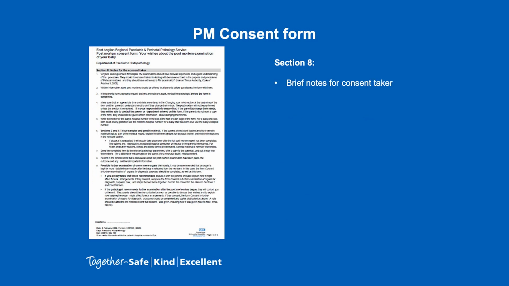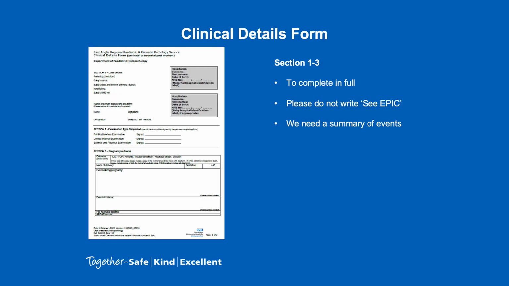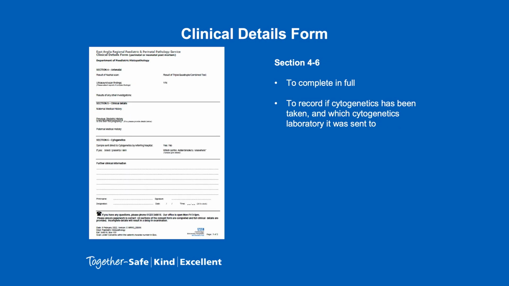There are some brief notes on the last page of the consent form for each section and what is required. We also request the clinical details form to be completed in full and sent with the consent form. We appreciate that there are notes and scans on Epic, but we still need a summary of all events relating to the pregnancy, and that should be completed on the front and the back of this form. If genetics have been taken, they should also be recorded in section 6.